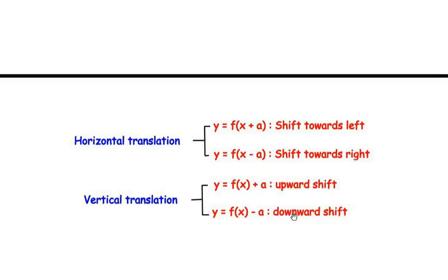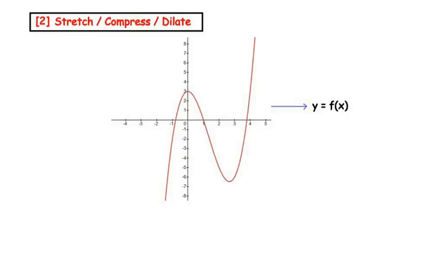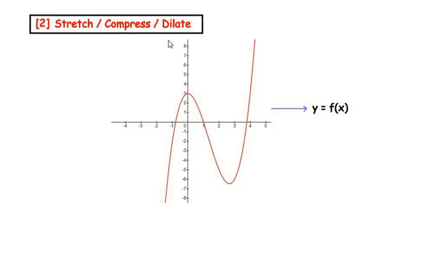Now let us move on to the second type of transformation, that is stretching. The second type of transformation is stretching, or dilations or compressions. Here we have considered a cubic function y is equal to f of x. This transformation is also of two types, that is horizontal stretch and vertical stretch. So let us first understand what is horizontal stretching.